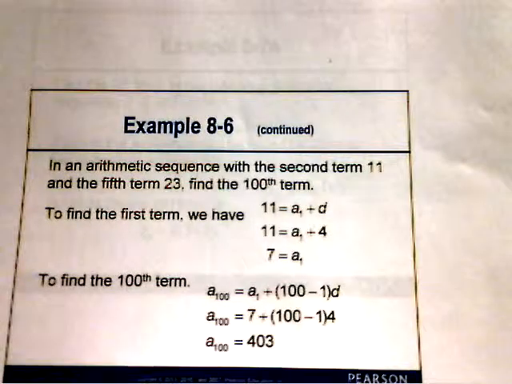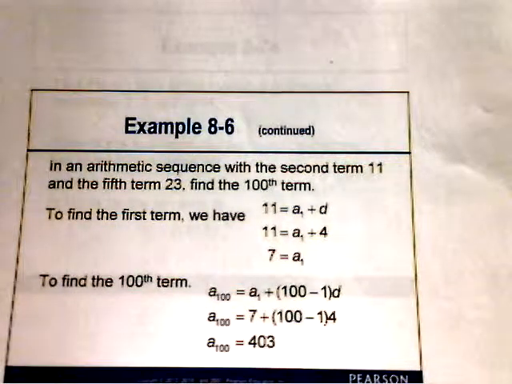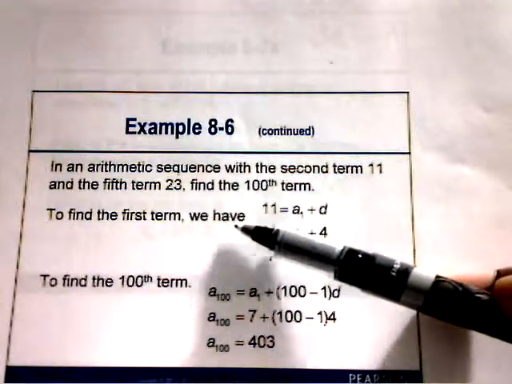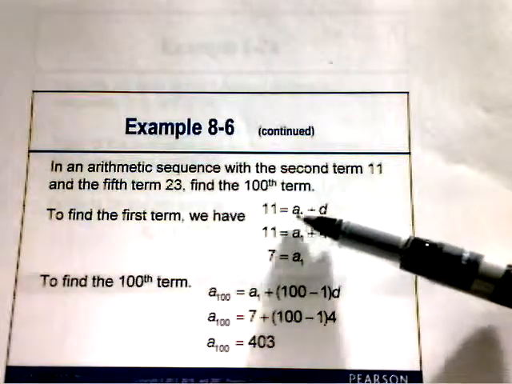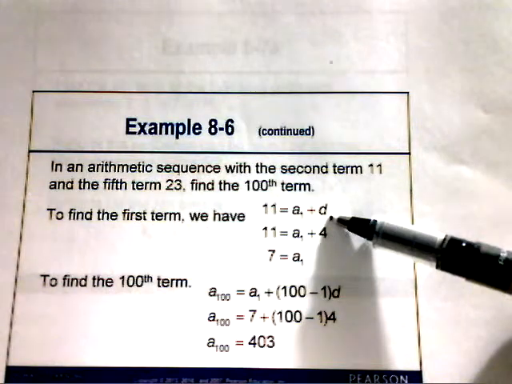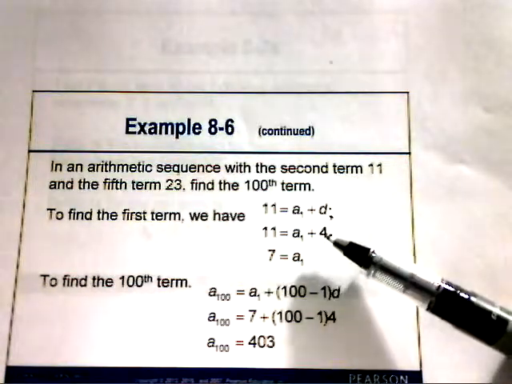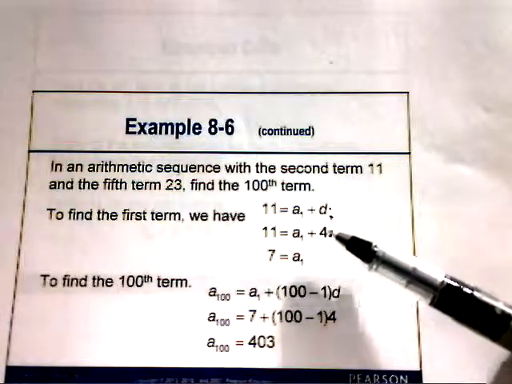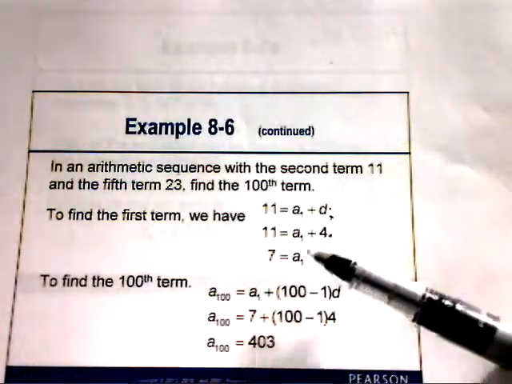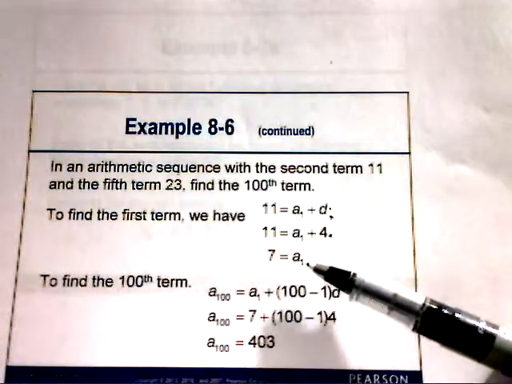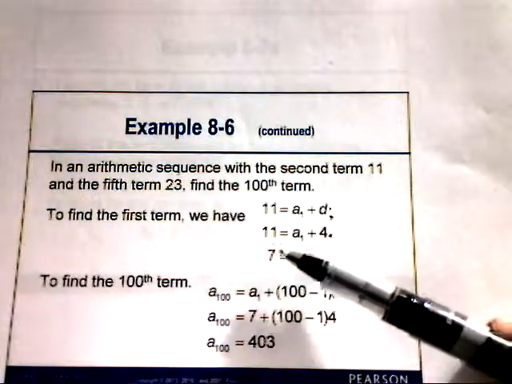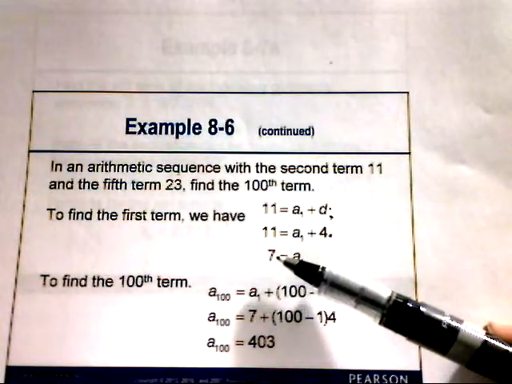Okay, now in the arithmetic sequence, well, that's the directions here. Now we want to find the first term. We have 11 is equal to a1 plus d. We found out that d was equal to 4, so replace the d with 4, so you have 11 is equal to a1 plus 4. Subtract 4, you're going to get 7 equal to a1. So the first term of that sequence is 7.